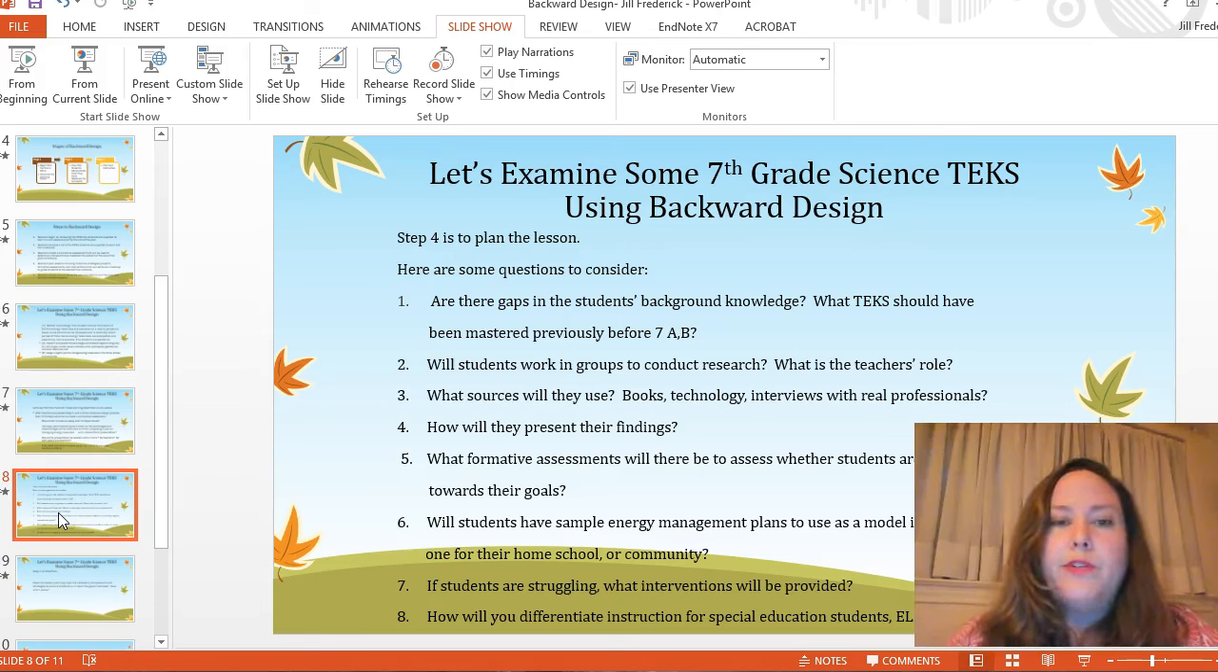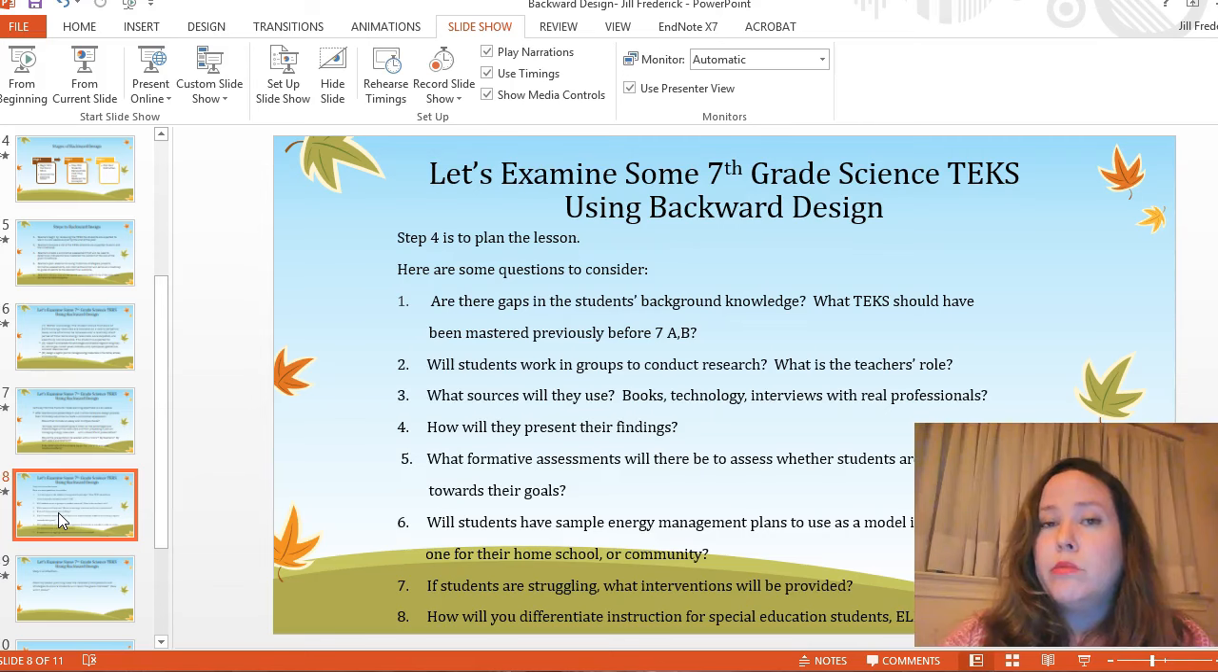And number 8, how will you differentiate? That's important. Instruction for special education students, ELLs, and GT students, because all students will not learn at the same pace or at the same level of understanding. So you'll have to have these components in mind. How are you going to differentiate so that everybody can participate and learn the TEKS, but maybe according to their own interests and strengths?